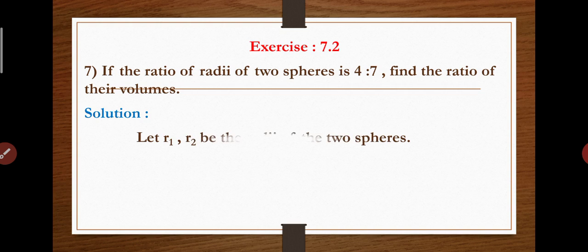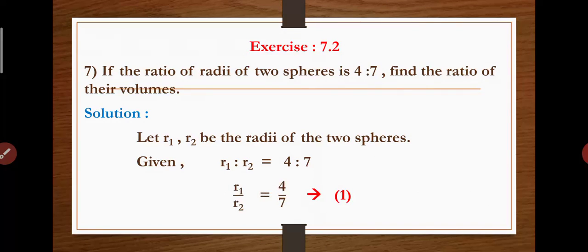Solution. Let R1 and R2 be the radii of two spheres. That is, R1 is the radius of the first sphere, and let R2 be the radius of the second sphere. I had written it in a single sentence: let R1 and R2 be the radii. The plural form of radius is radii. Radii of two spheres. What is given? The ratio of radii of the two spheres is given. That is, R1 is to R2 is equal to 4:7.